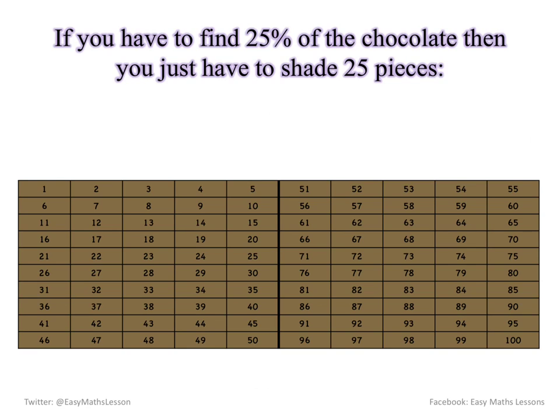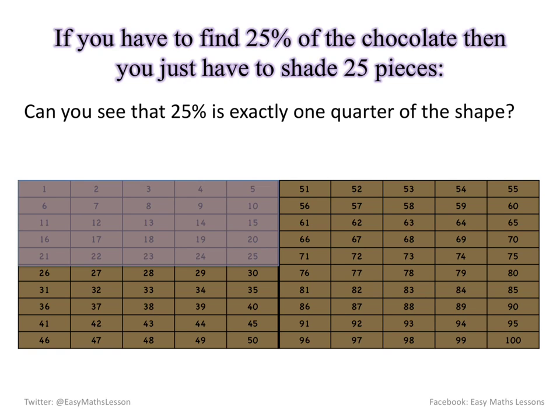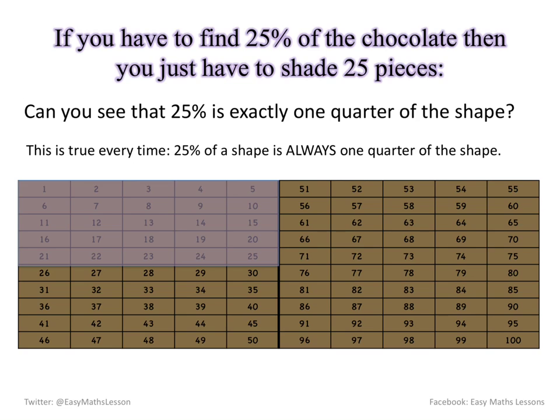Okay, this time I am going to take my piece of chocolate, break it into 100 pieces again, but this time I would like to find 25% of the chocolate pieces. And therefore, I need to shade in 25 pieces. There we go. So I've numbered mine to go from 1 to 5 and then start again here at 6 all the way to 25. And now you can see that this is exactly 1/4. Will this be true every time? Of course it will be. 25% of a shape is always 1/4 of the shape, or in other words, half it and half it again.